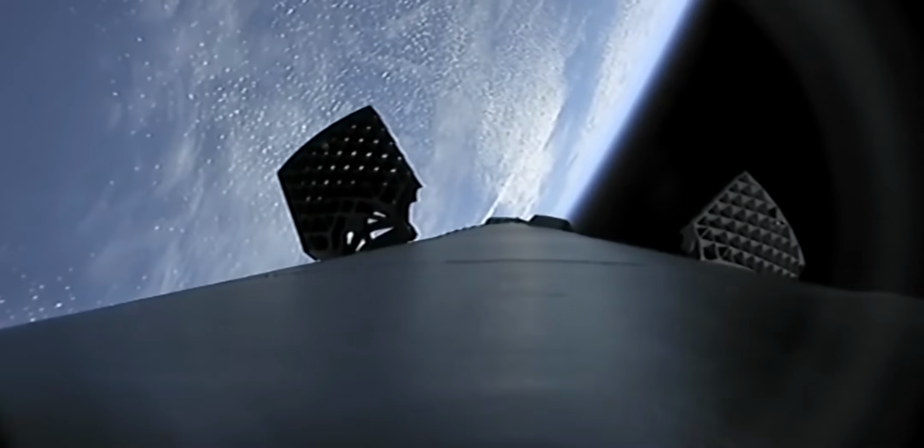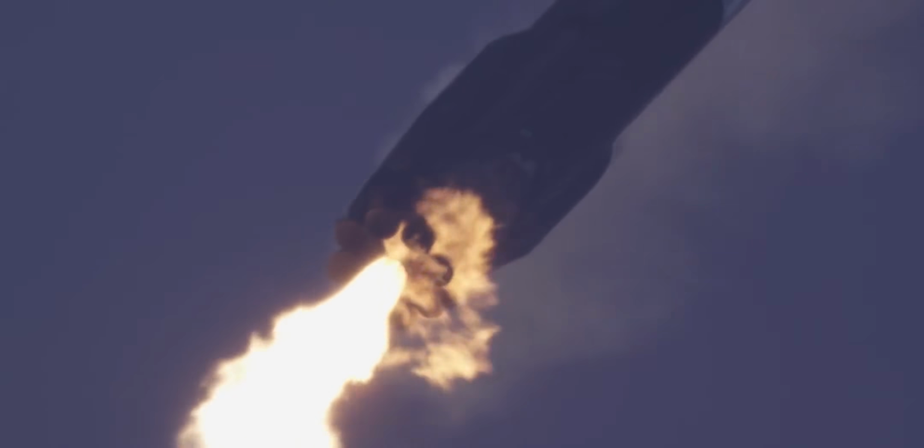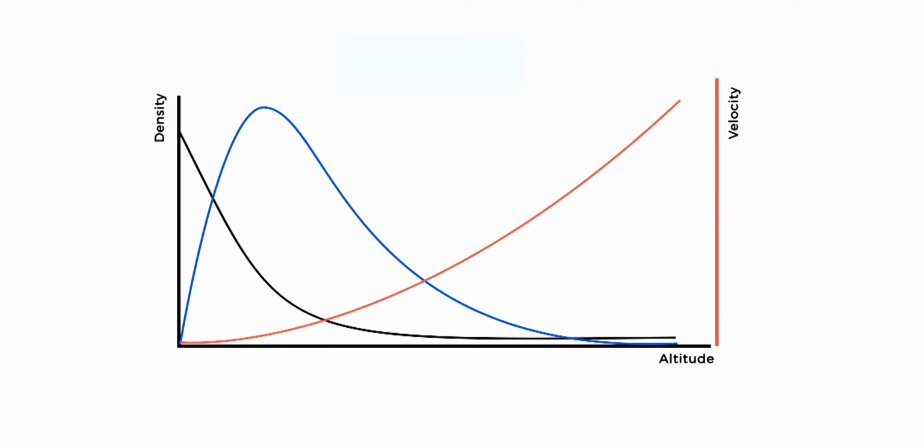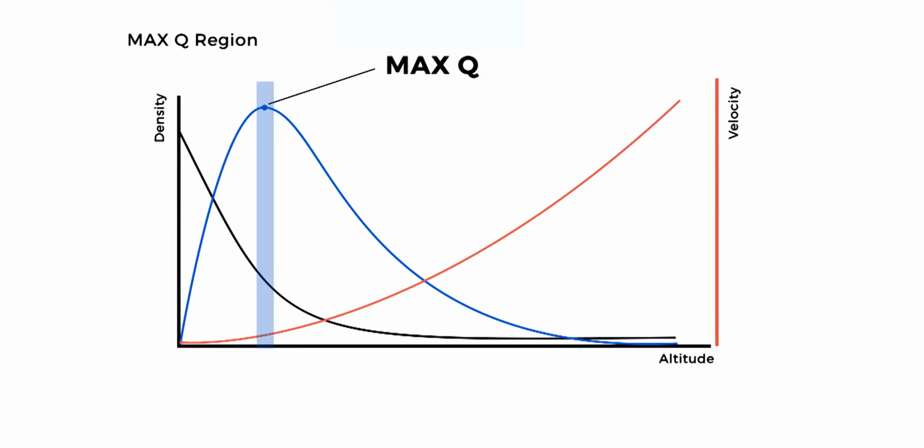Above this point, the effects of decreasing air density start to win over the effects of increasing velocity, which causes the dynamic pressure to decrease rapidly. Plotting a graph, we get something like this. And the reason velocity has a greater effect on dynamic pressure is because velocity is squared in the equation, meaning if the velocity doubles, the dynamic pressure quadruples.